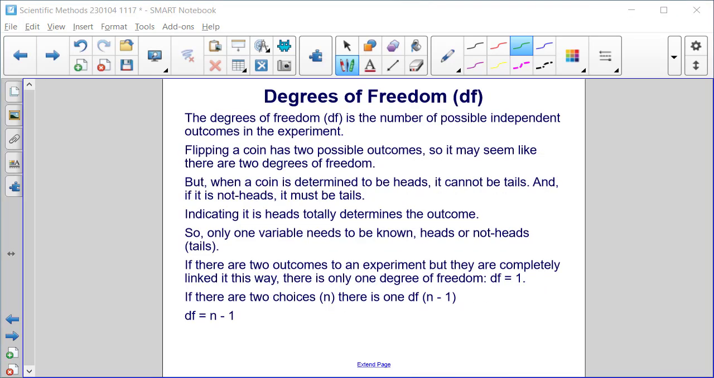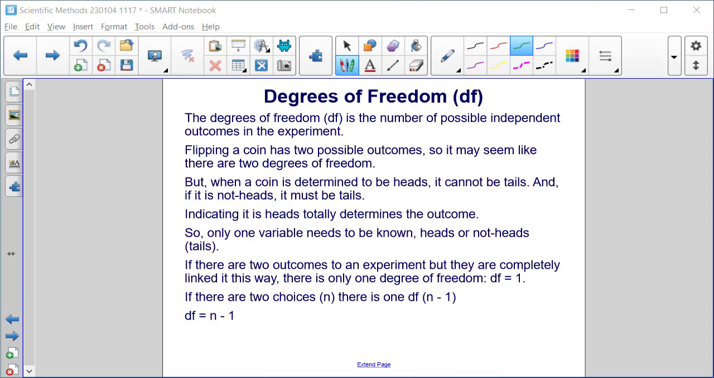Degrees of freedom, DF. The degrees of freedom, DF, is the number of possible independent outcomes in the experiment. Flipping a coin has two possible outcomes, so it may seem like there are 2 degrees of freedom. But when a coin is determined to be heads, it cannot be tails. And if it is not heads, it must be tails. Indicating it is heads totally determines the outcome. So only one variable needs to be known, heads or not heads, tails.